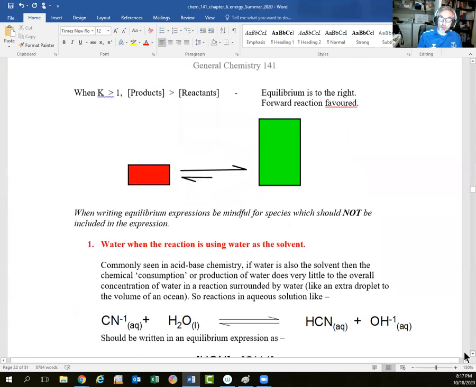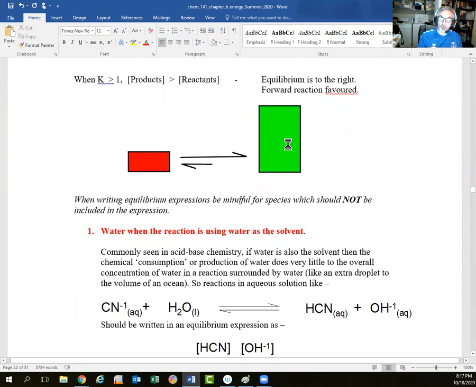The last possibility is that we've actually got mostly products and very little of the initial reactants. Of course, for this to happen, it must be that the forward reaction was working harder before equilibrium was established. Remember, once we establish equilibrium, the two reactions are working at the same rate, and so the concentrations of each chemical no longer changes. So for the K value to be greater than 1, we've got most of the products of the forward reaction. We say that equilibrium is on the right, or we say that the forward reaction is favored.